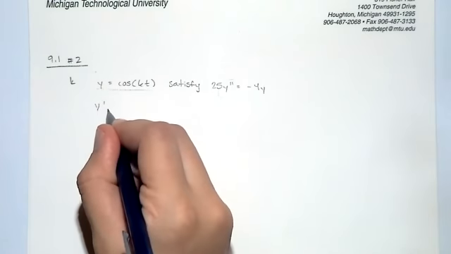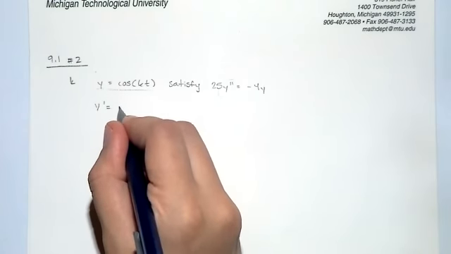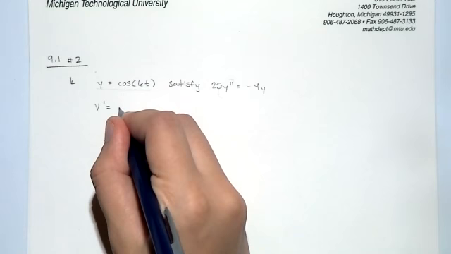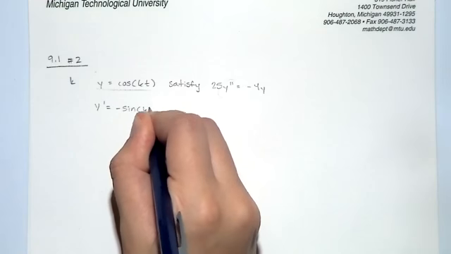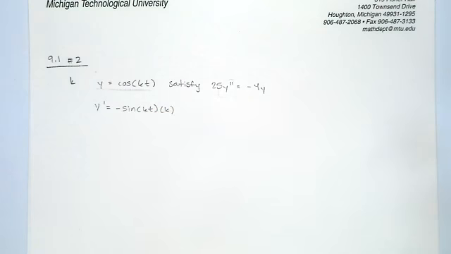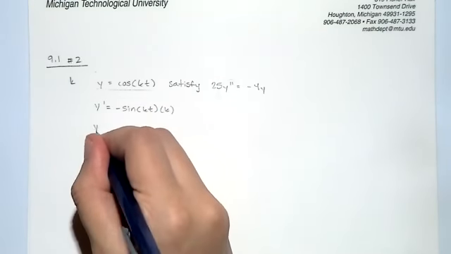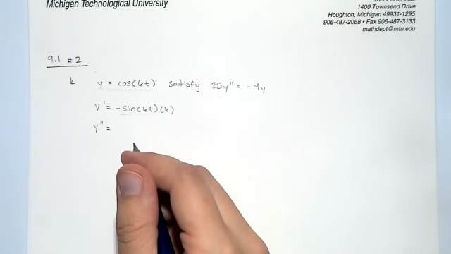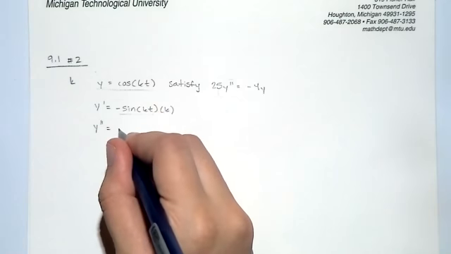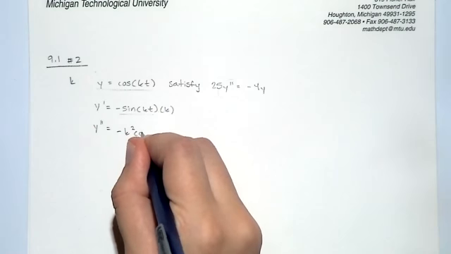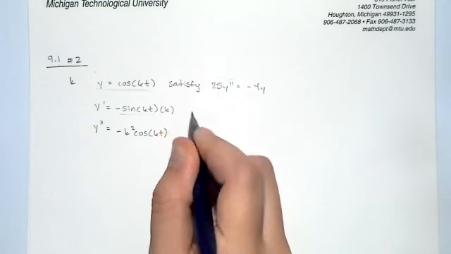So we want to go ahead and find our y prime. We have to, of course, do the derivative of the outside and multiply by the derivative of the inside. So we end up with a negative sine of kt multiplied by a k, and I'll simplify that down later. And then for our y double prime, we're still just focusing on our sine as what we're taking the derivative of. So this comes out to negative k squared cosine of kt.